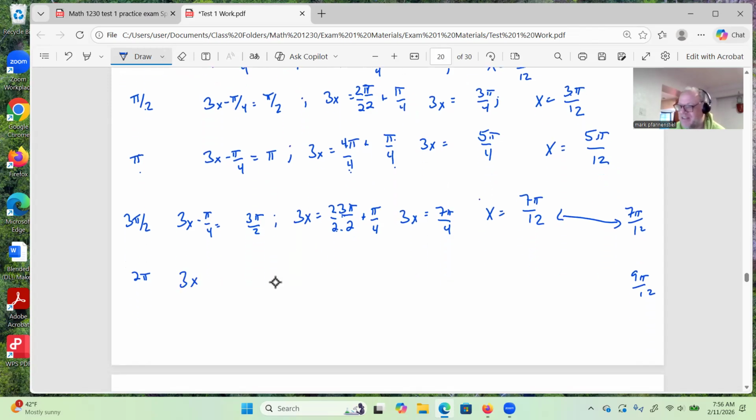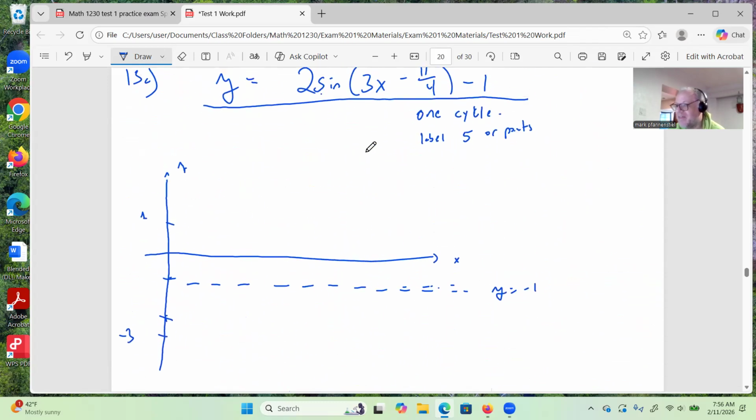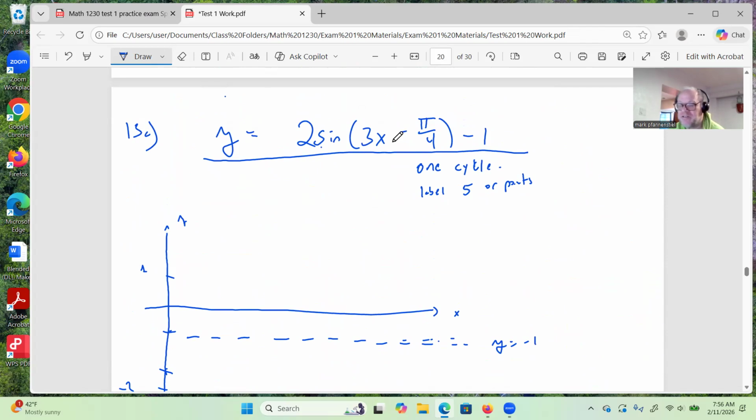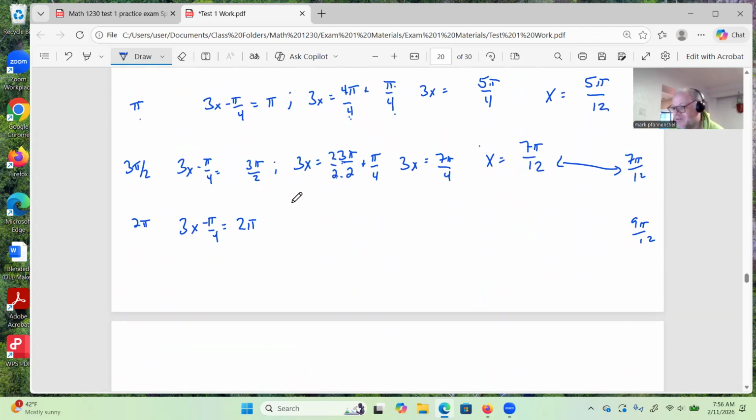So we have 3x minus pi over 4 is equal to 2 pi, right? So what does x have to be so that when I plug in my x, this whole business here will turn into a 2 pi? I know the sine of 2 pi. It's 0. So that's a number I would like to try. I would like to graph. So we're going to say this is 3x equals 2 pi plus pi over 4.